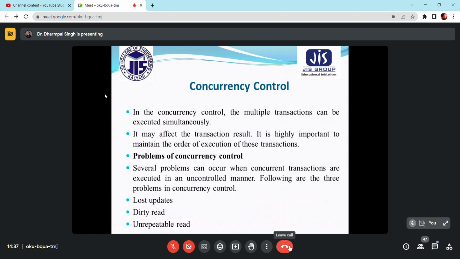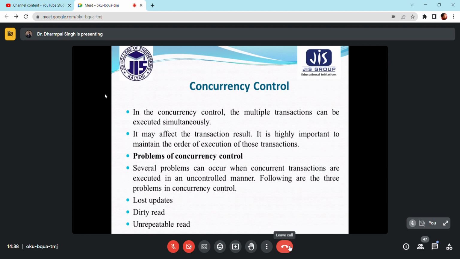So what is concurrency control? From the word, many of your friends also described that in concurrency control, multiple transactions can be executed simultaneously, or you can say that more than one transaction accessing the same database at the same time is known as concurrency access. It may affect the transaction result. It is highly important to maintain the order of execution of those transactions.